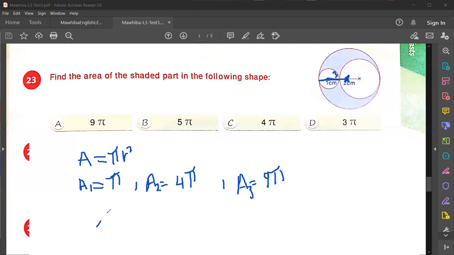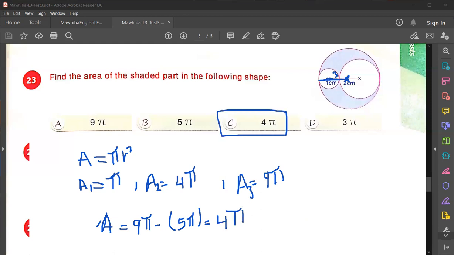Then you subtract the shaded part. The area of the shaded part is 9 pi minus 1 plus 4, which is 5 pi. Then 9 minus 5 is 4 pi. So the correct answer is C. It is 4 pi.